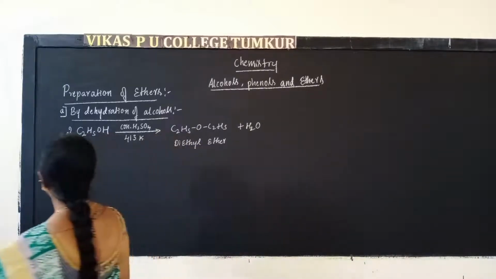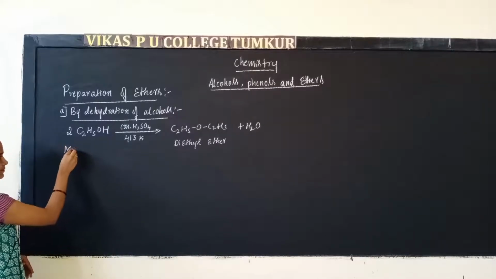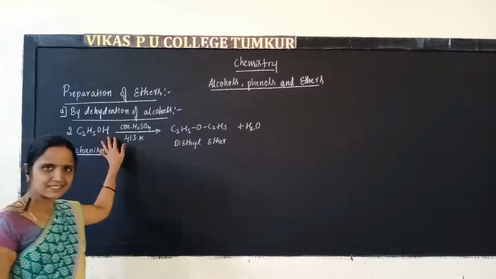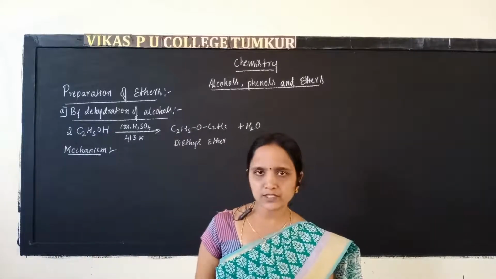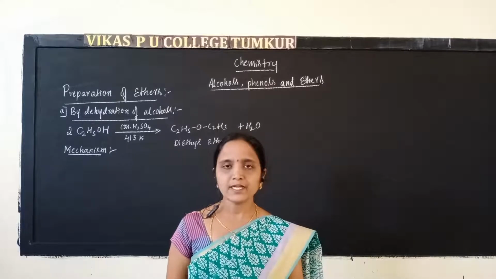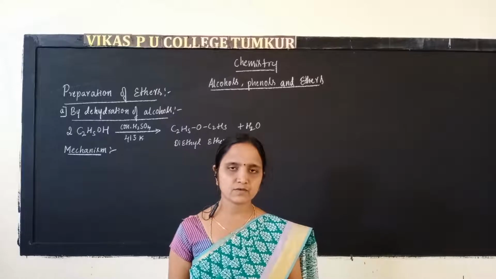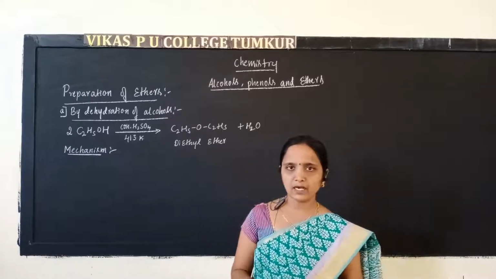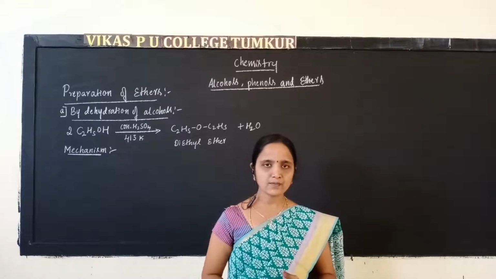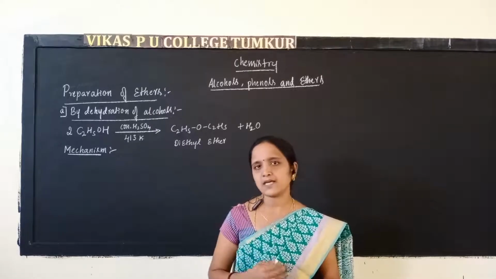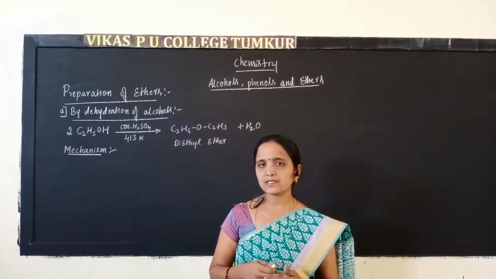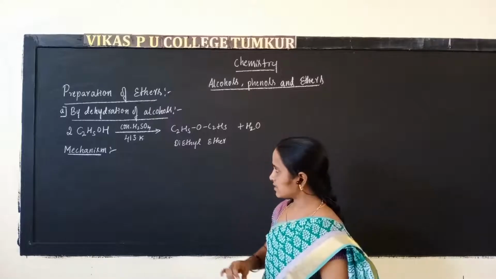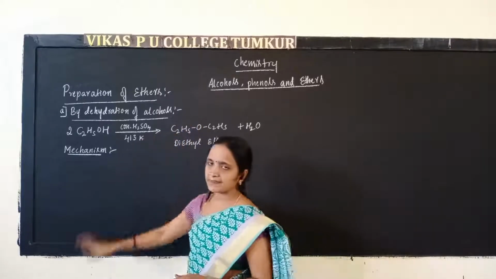The mechanism of this reaction takes place in three steps. In the first step, the protonated alcohol is formed. In the second step, this protonated alcohol combines with an unprotonated alcohol to form an oxonium ion. In the third step, the oxonium ion loses a proton to form an ether. This reaction mechanism can be explained in three steps.